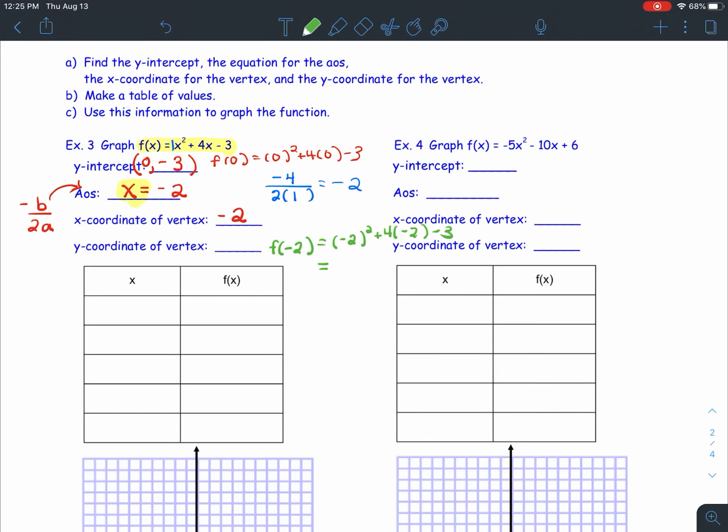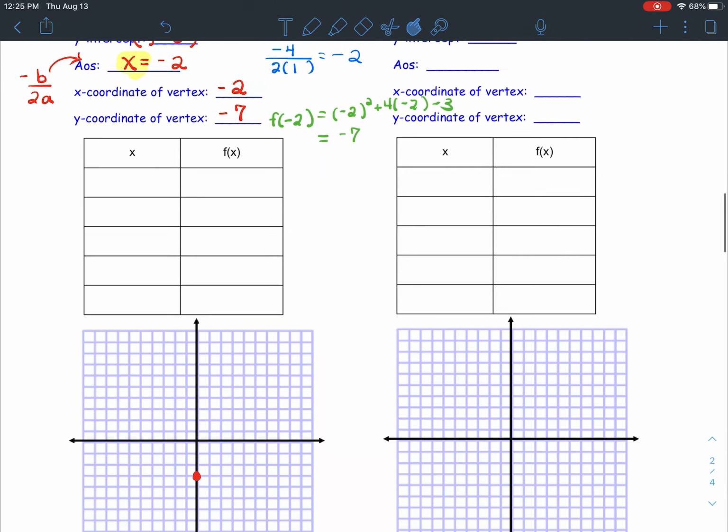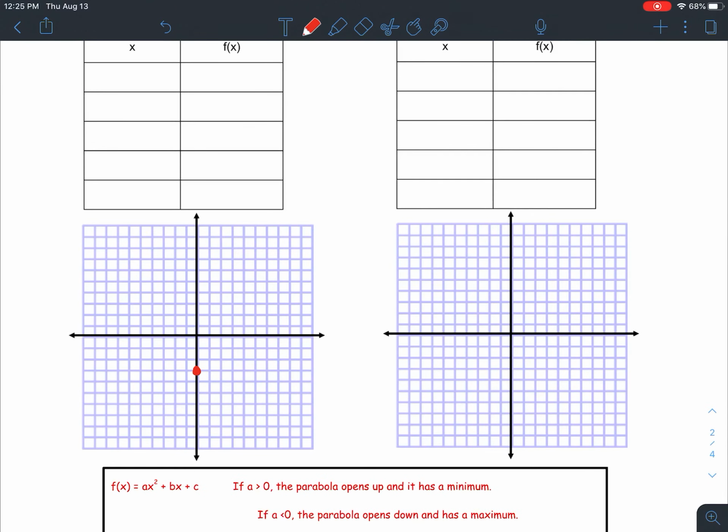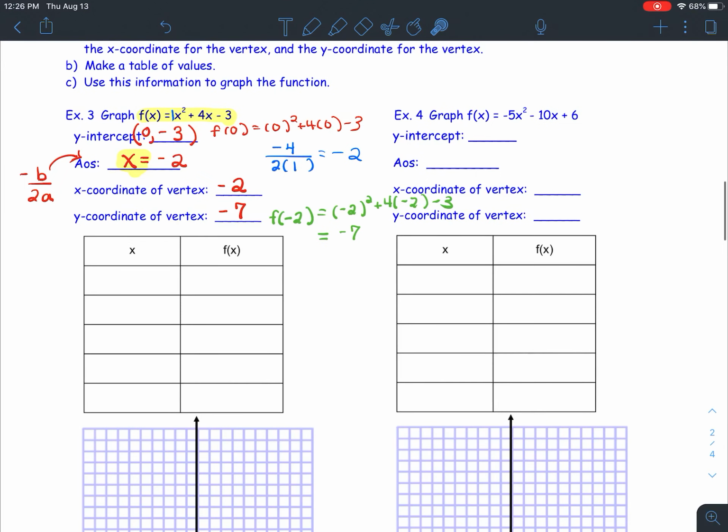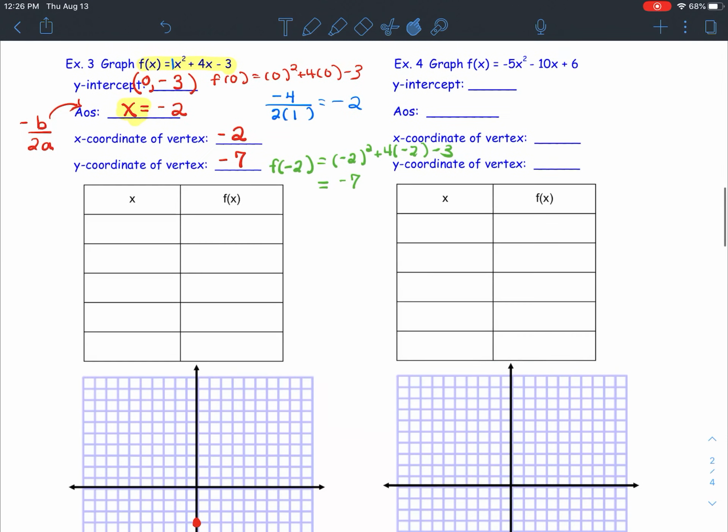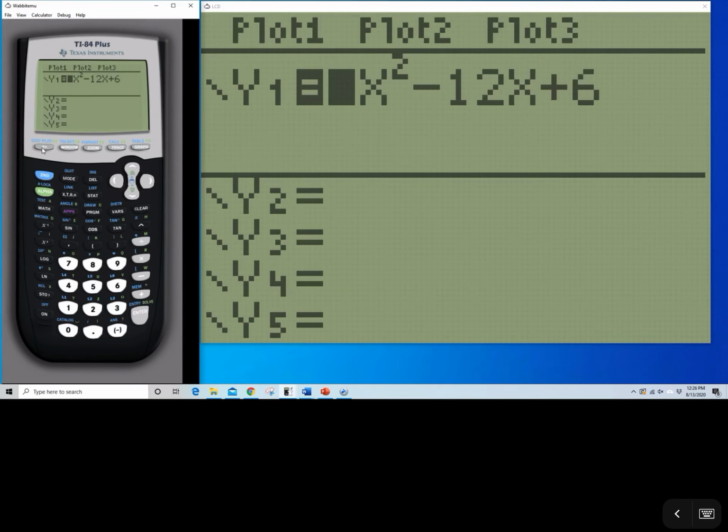So I'm going to substitute a -2 in for all of the x's in this equation right here. I'm going to go ahead and simplify that. It looks like when I do that, I'm going to get a -7 back out. It'd be very important that you are using your parentheses here. You get a completely different answer if you just type in -2 squared versus if you type in (-2) in parentheses squared. Then the vertex is (-2, -7), and I'm going to go ahead and plot that. So -2, 1, 2, 3, 4, 5, 6, 7. Okay, so there's my vertex.